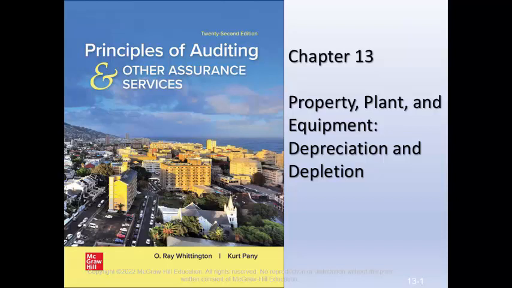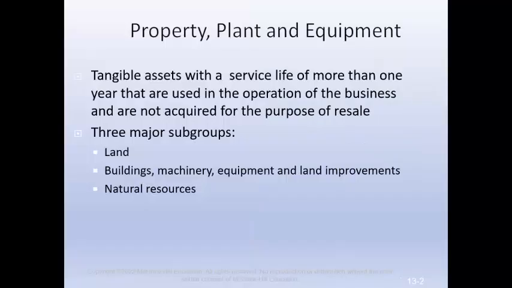Chapter 13, Property, Plant, and Equipment, Depreciation and Depletion. The term property, plant, and equipment includes all tangible assets with a service life of more than 1 year that are used in the operation of the business and are not acquired for the purpose of resale.